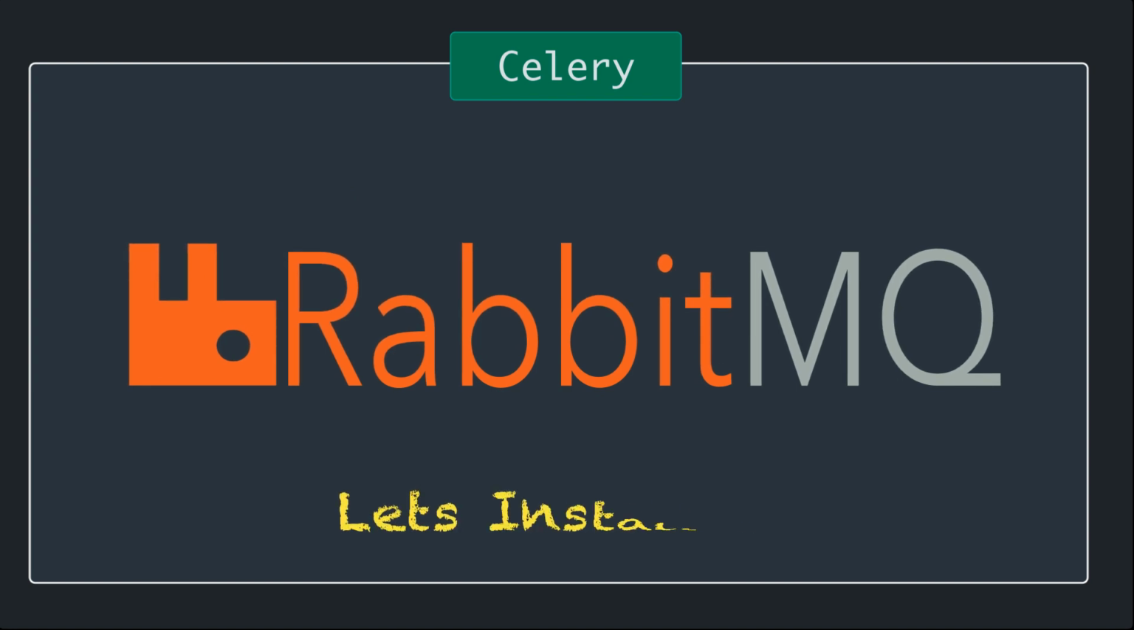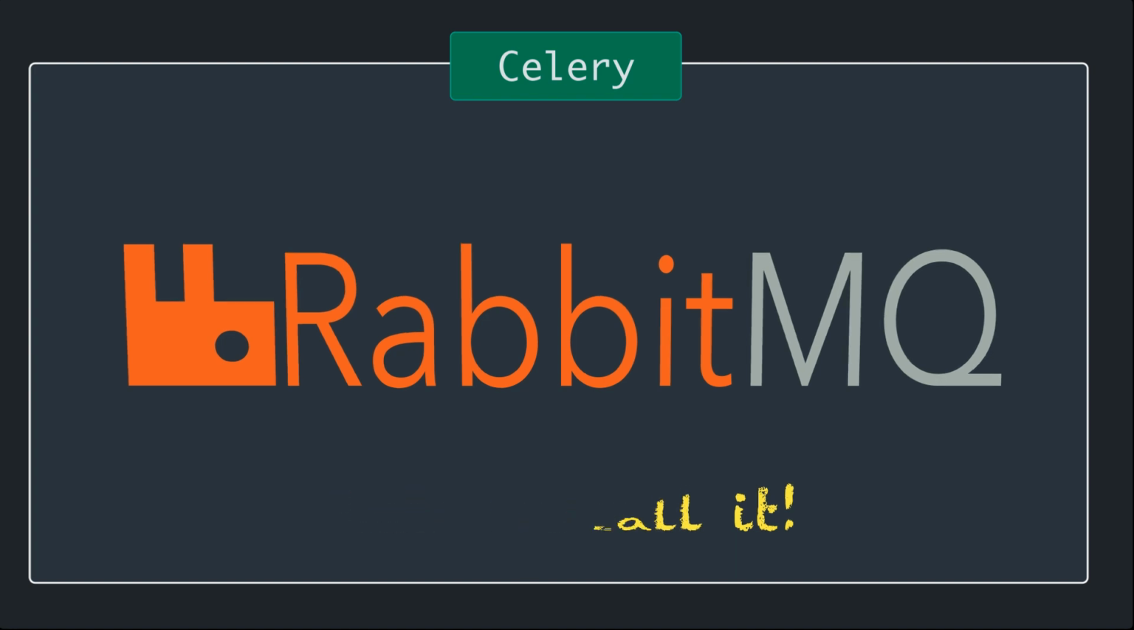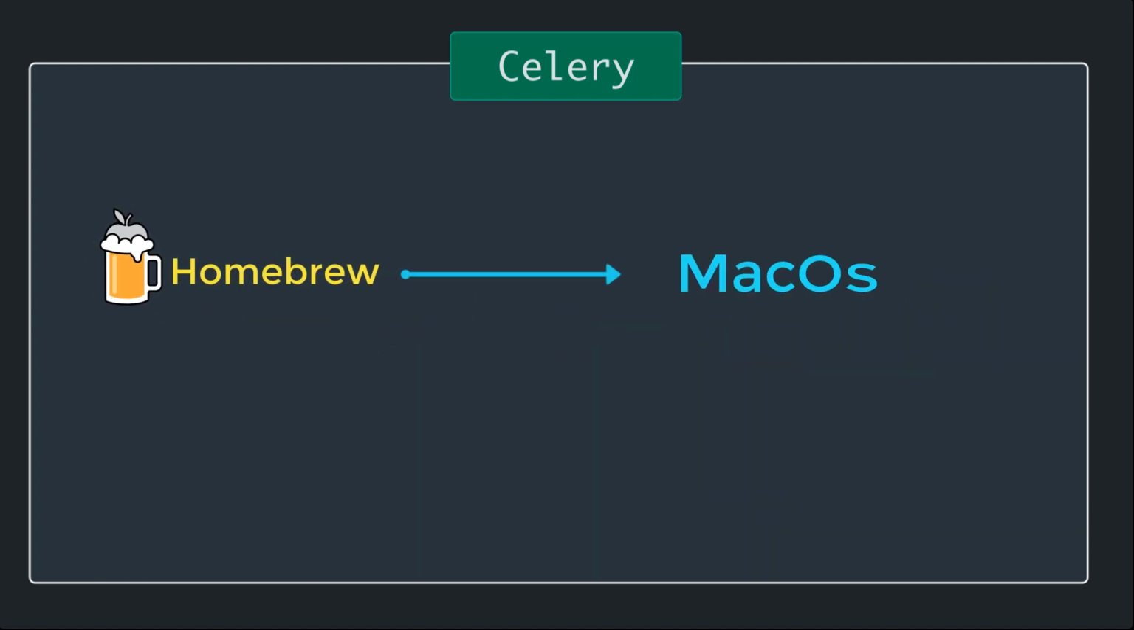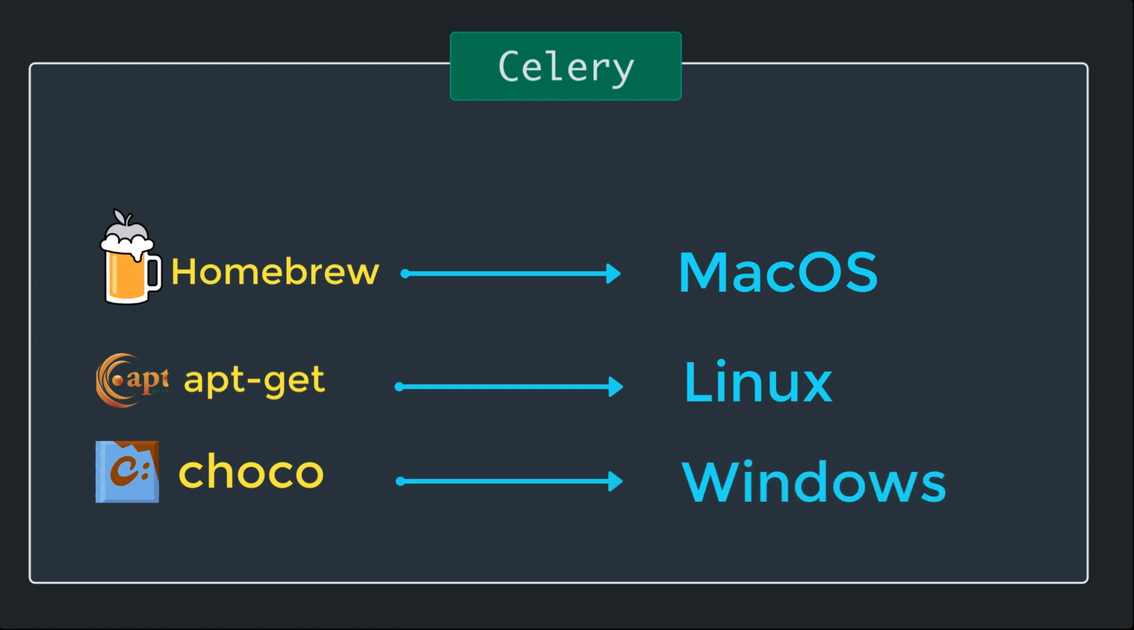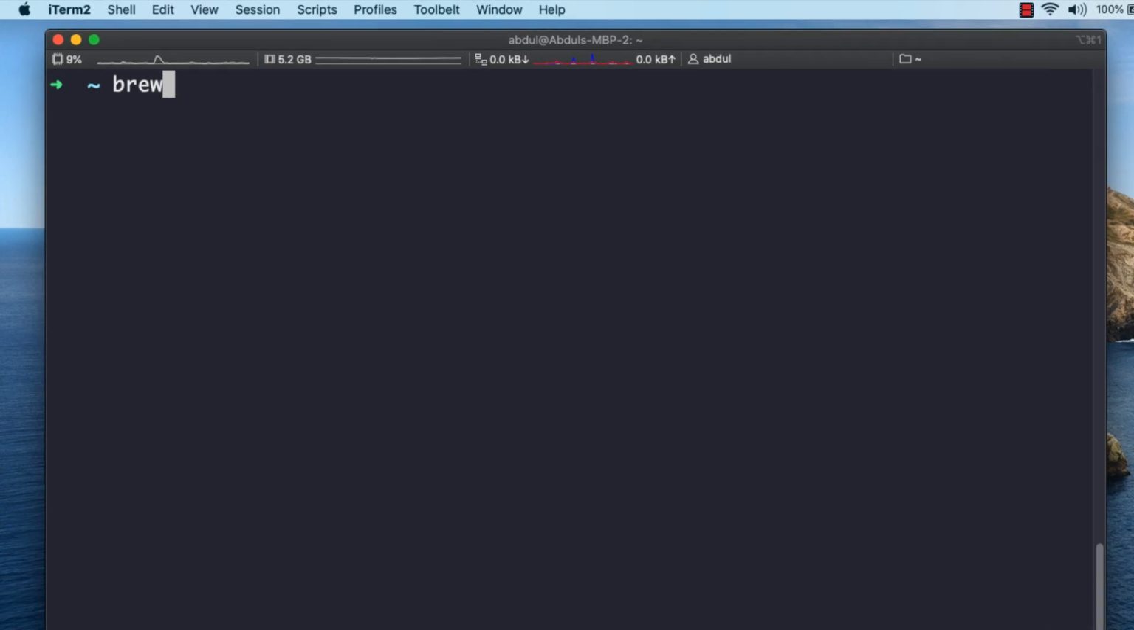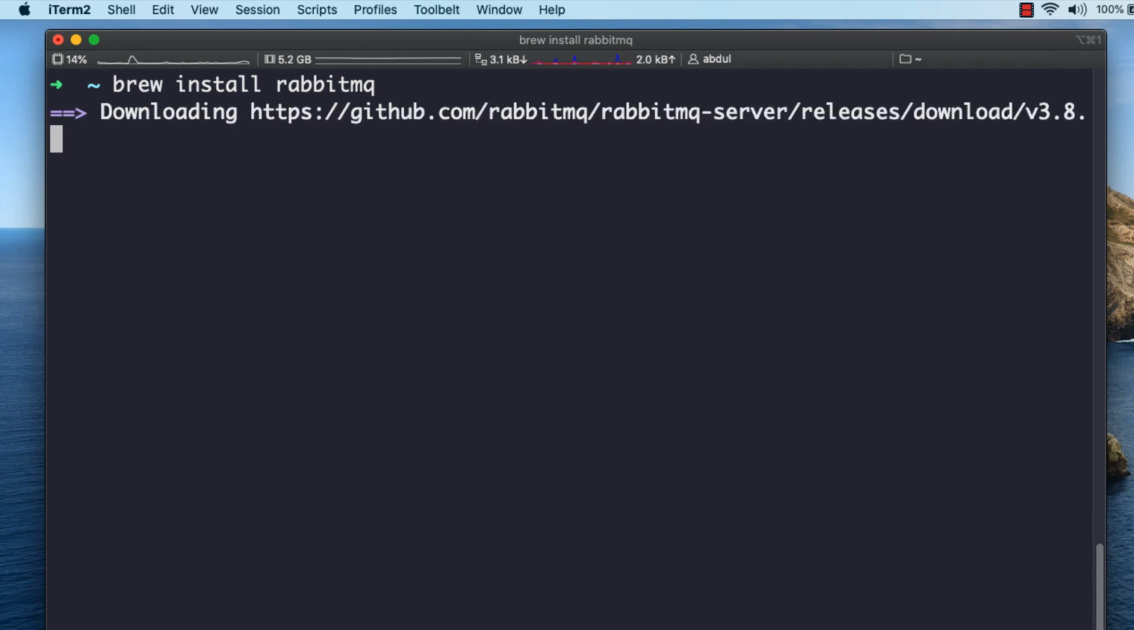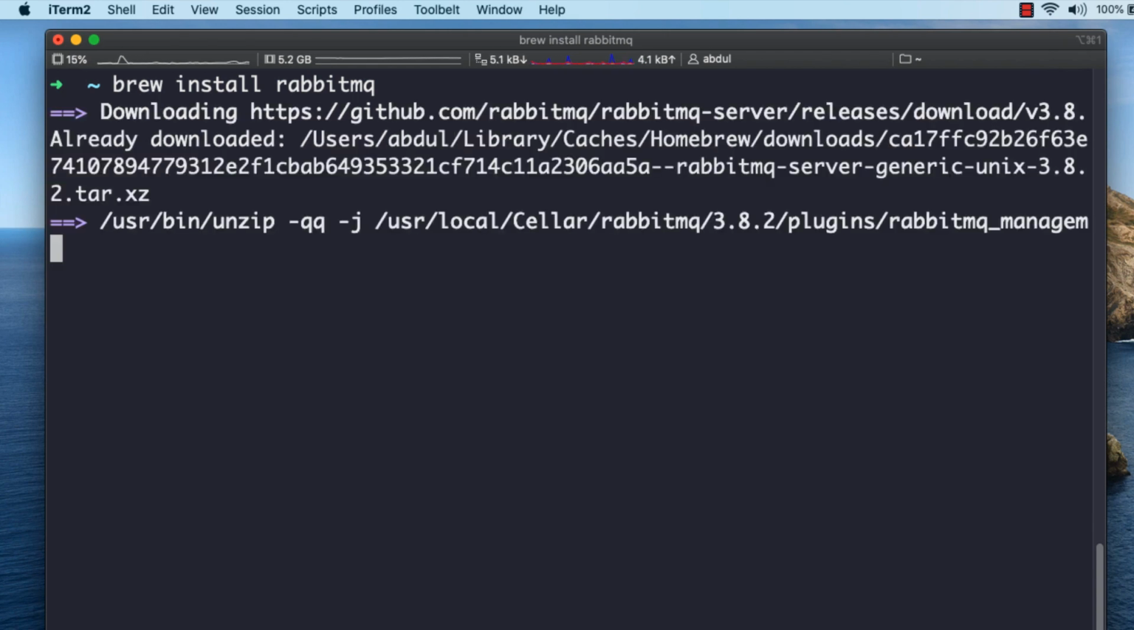So first of all, we have to install RabbitMQ on our system. You can install it by using Homebrew if you are on a Mac, by using apt-get if you are on Linux, and by using Chocolatey if you are on Windows. So I will install it using Homebrew on my Mac by running the command brew install rabbitmq in my terminal. If you're running this command for the first time, it will take a while.